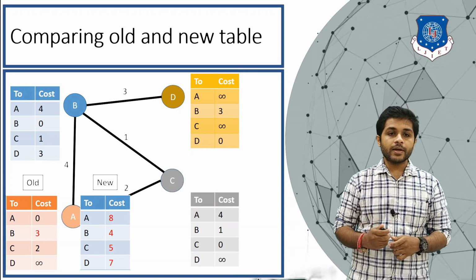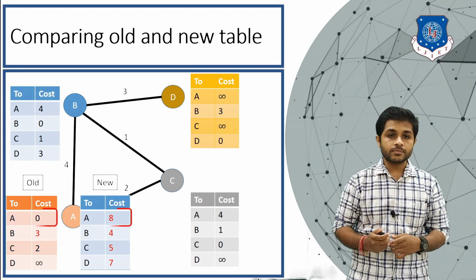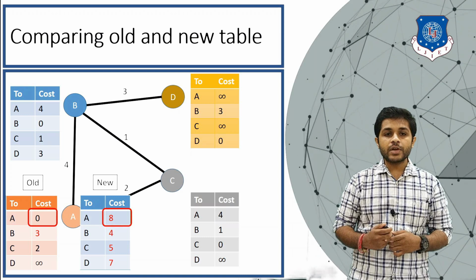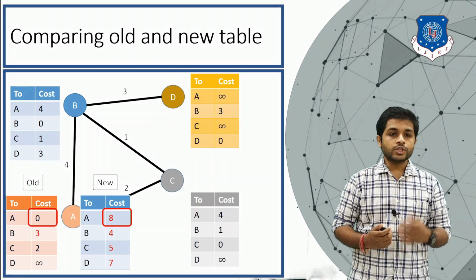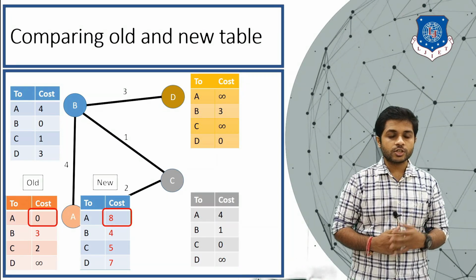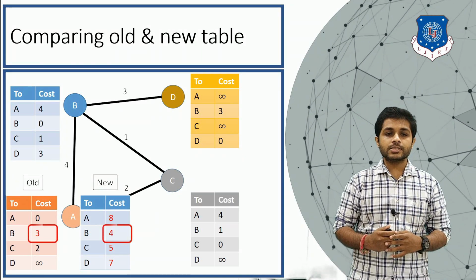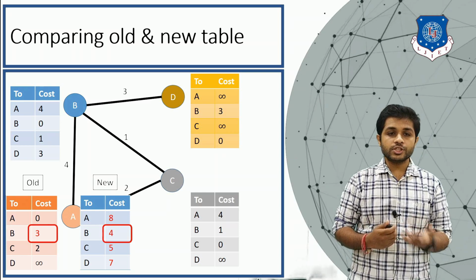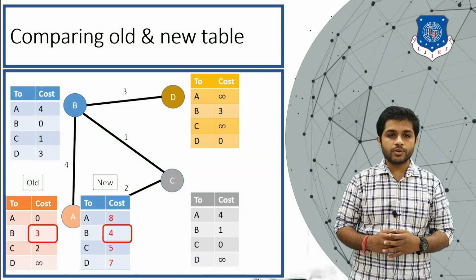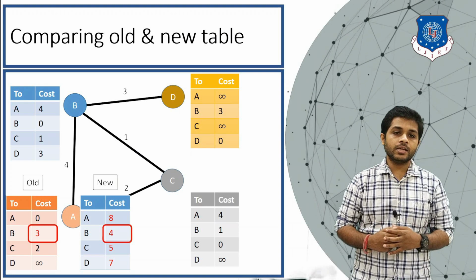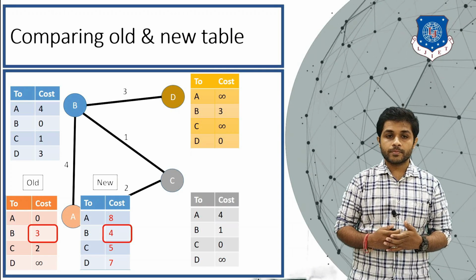So let's compare the first entry. What is the minimum value in the first entry? It is 0. So A will not make any change to its own table. What is the minimum value in the second entry? It is 3, which is already the minimum value, so A will not make any change in its own table.